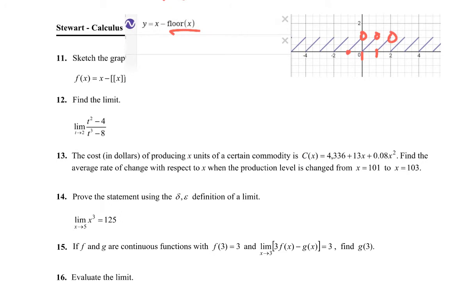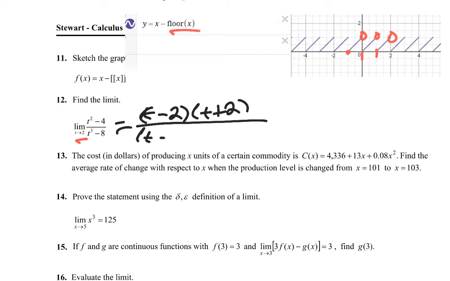Number 12, okay, the limit as t goes to 2. I can't plug in a 2, it would give me a 0 on the bottom, so we need to factor. So the top factors as t minus 2 and t plus 2, and the denominator is a difference of cubes. So you're going to cube root, keep the sign, cube root. You're going to square it, change the sign, multiply, and square. And then we can reduce.